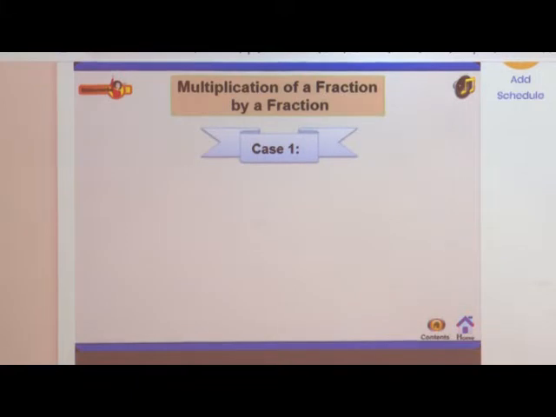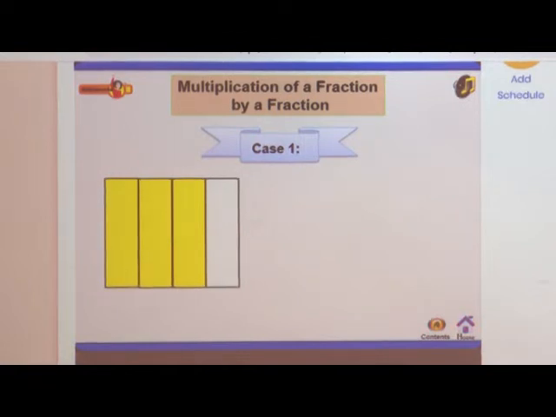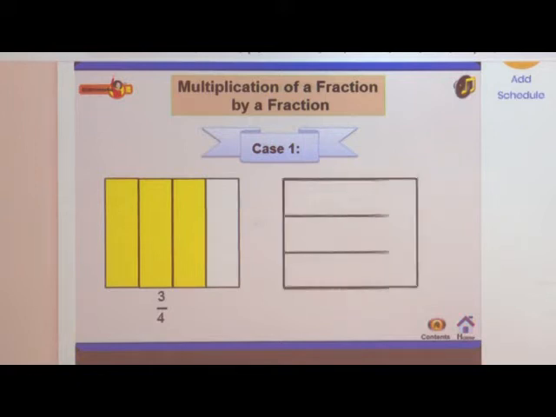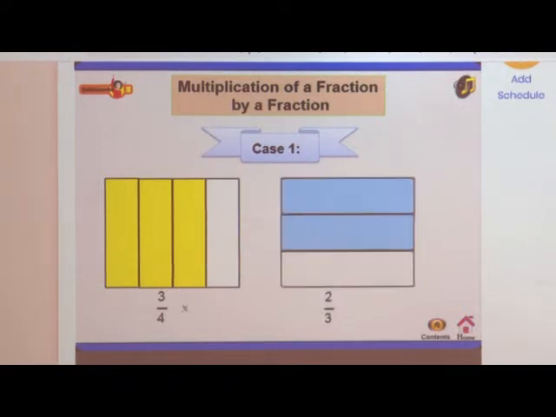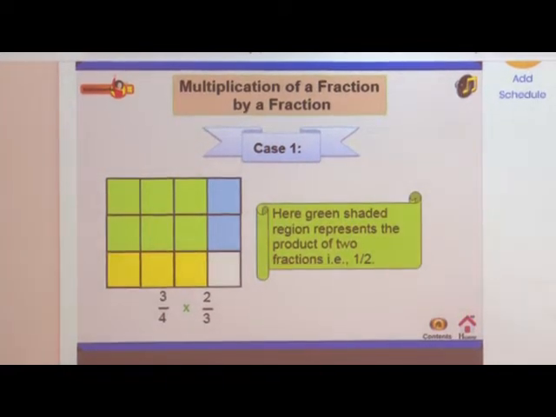Let us understand how to multiply a fraction by another fraction. Observe the first figure. It represents the fraction 3/4. Observe the second figure. It represents the fraction 2/3. Now combine both the figures. The green color region represents the product of the fractional numbers, which is equal to 6 by 12 or 1 by 2.